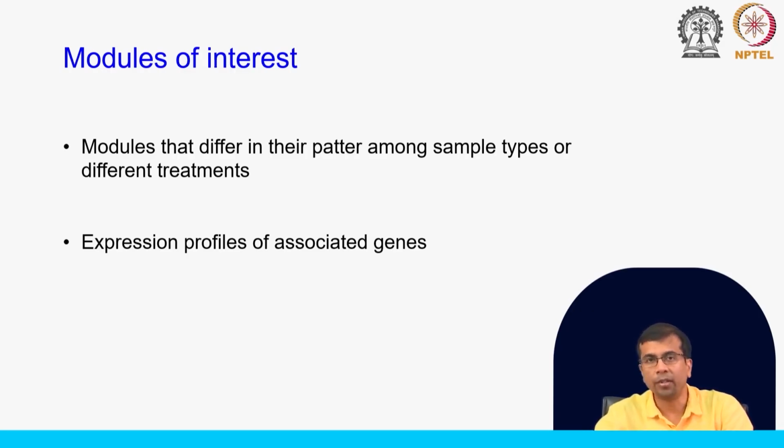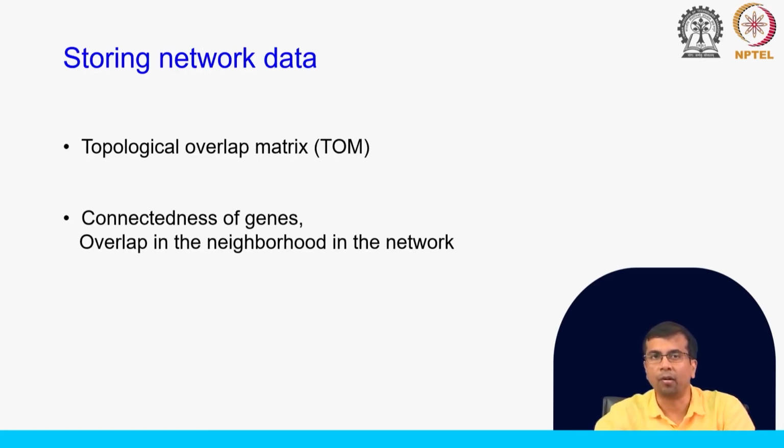Okay. We can store the network data in something called topological overlap matrix. Okay. This is something you have seen already, right, the TOM files. When you generate the network using the WGCNA package, we generate these TOM files or topological overlap matrix, and this is something we can store. Okay. So, what do we have in the topological overlap matrix? It describes the connectedness of genes and overlap in the neighborhood in the network, right. So, what is the overlap between two genes in the neighborhood, right.